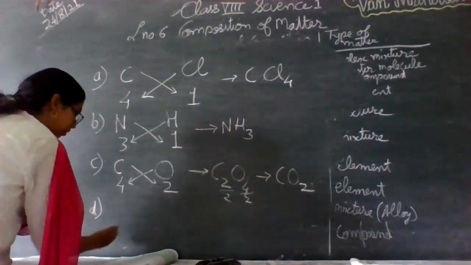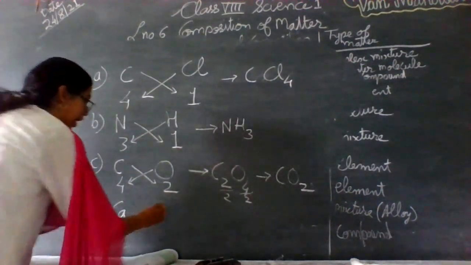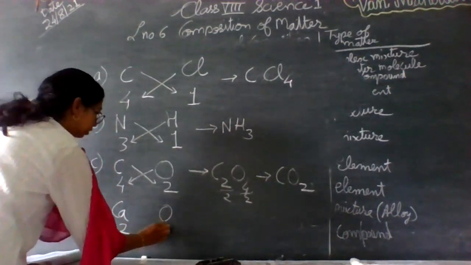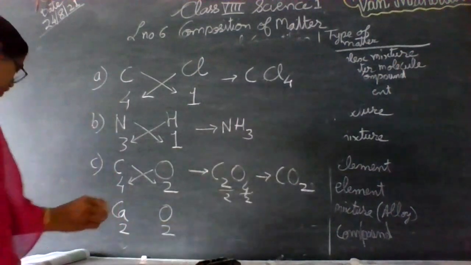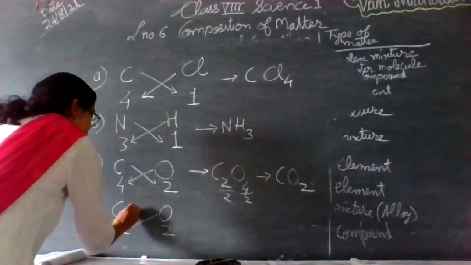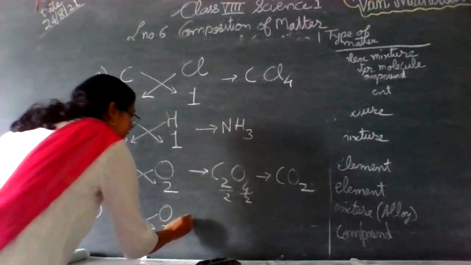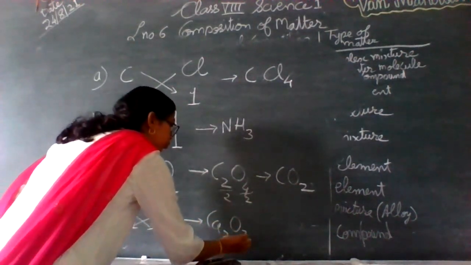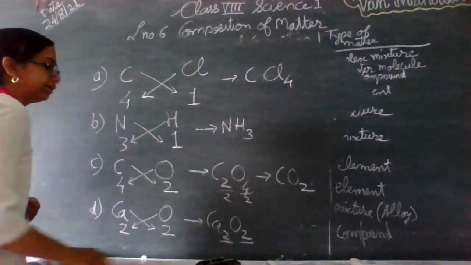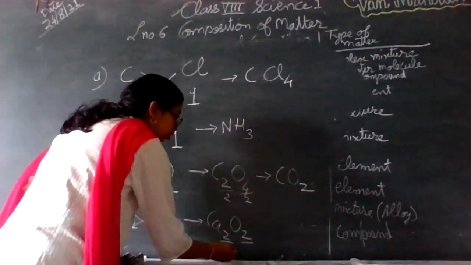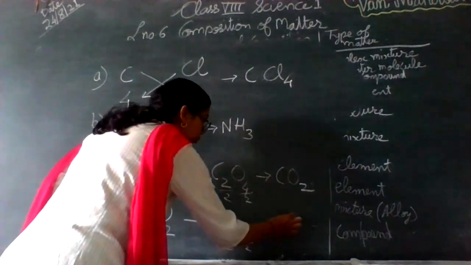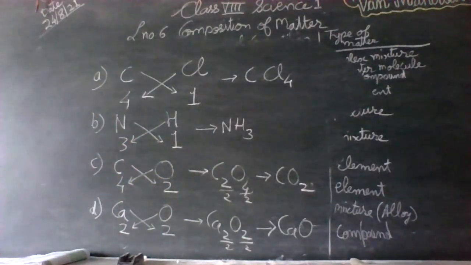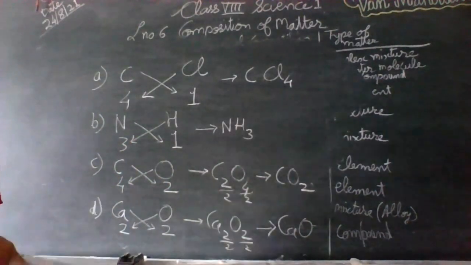The last one is calcium and oxygen. The valency of calcium is 2 and the valency of oxygen is also 2. In that case, when we go with our technique of cross multiplication, we get Ca2O2. But both can be again divided by the same number 2. In that case, we get CaO as the formula of calcium oxide.